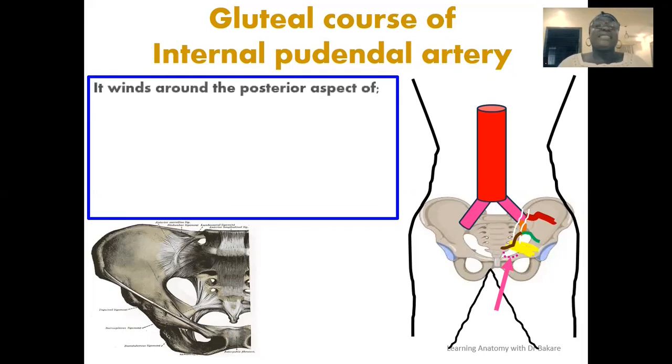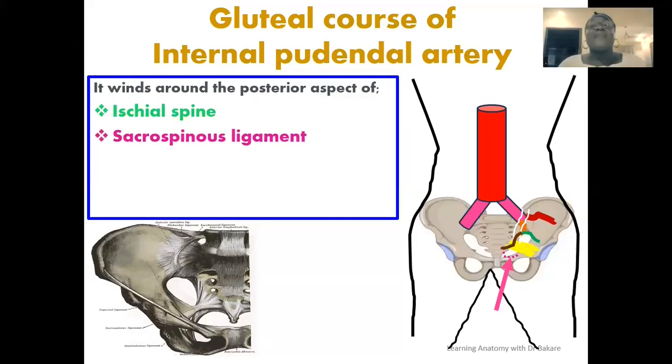In the gluteal region, it is seen to wind around the posterior aspect of two structures: the ischial spine and also the sacrospinous ligament. If you use this image by the side to further illustrate how it winds around the posterior aspect of these two structures, this region arrowed here in black is where we have the greater sciatic foramen. We say that this greater sciatic foramen is inferiorly limited by the sacrospinous ligament. We already established that the sacrospinous ligament is a ligament that runs from the spine of the ischium to the sacrum, and this is how the name is drafted, sacrospinous ligament.